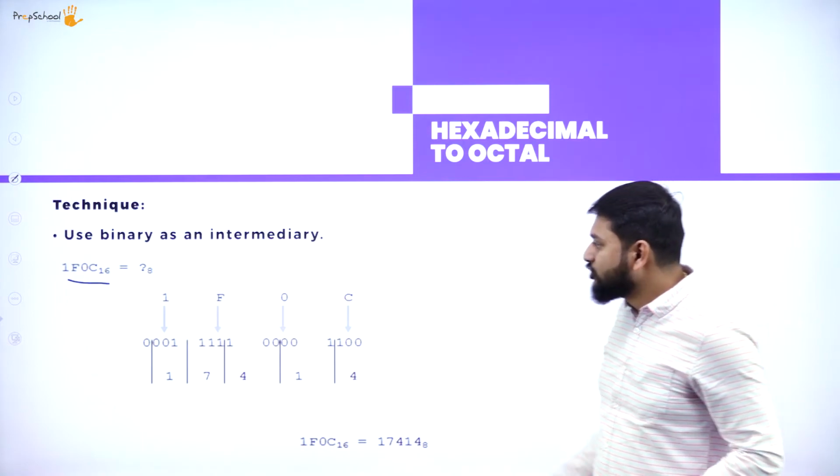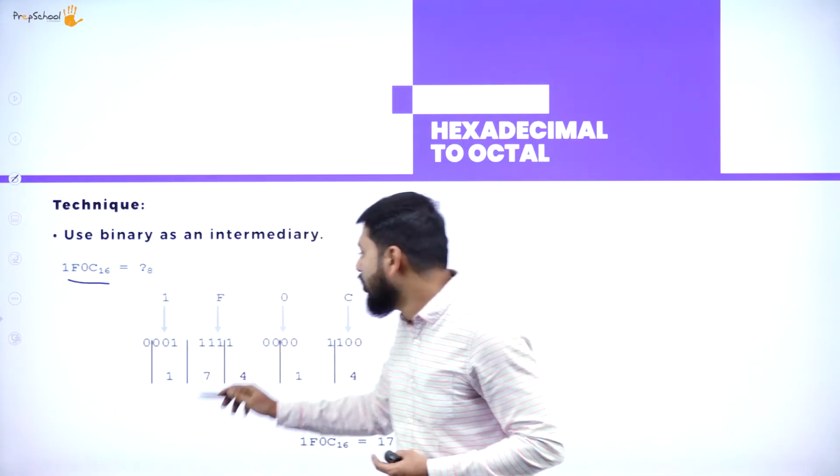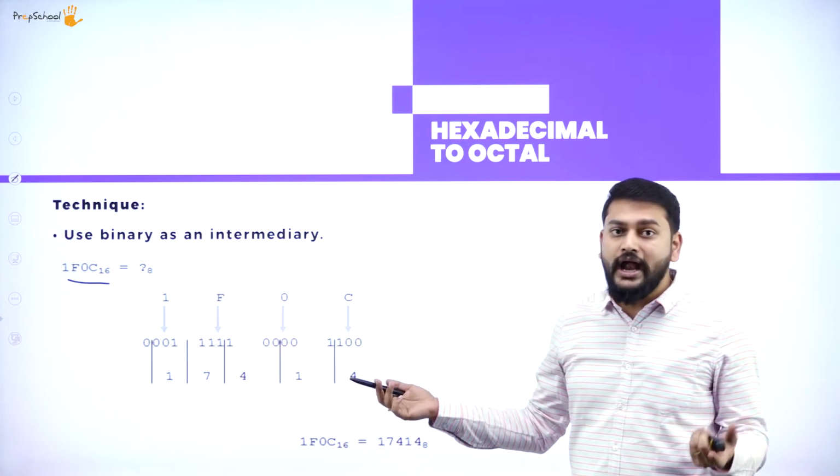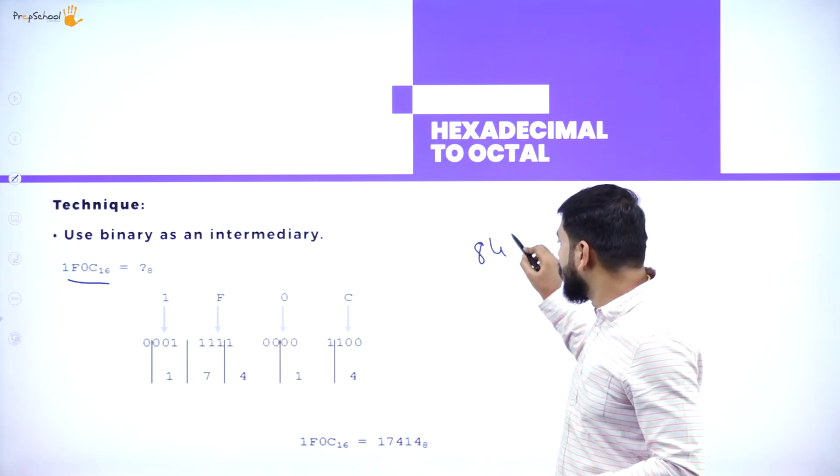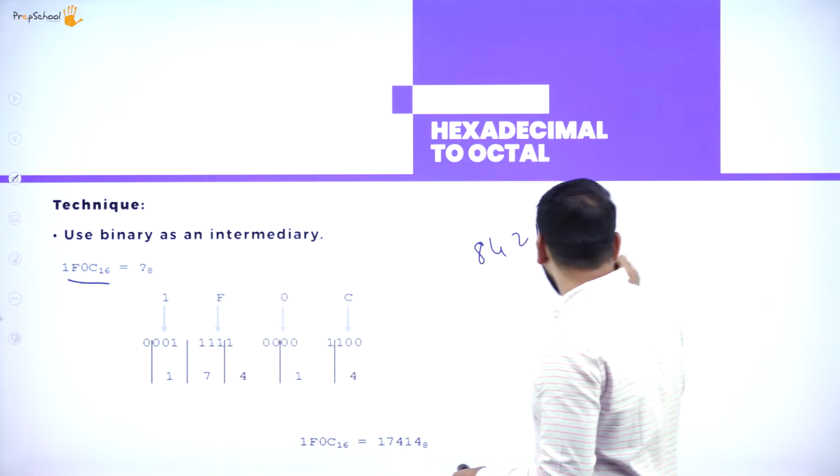Same method. First you will convert this hexadecimal to binary. How do you do that? You will use 8421 code. You will use 8421 code. What is the code that we have?